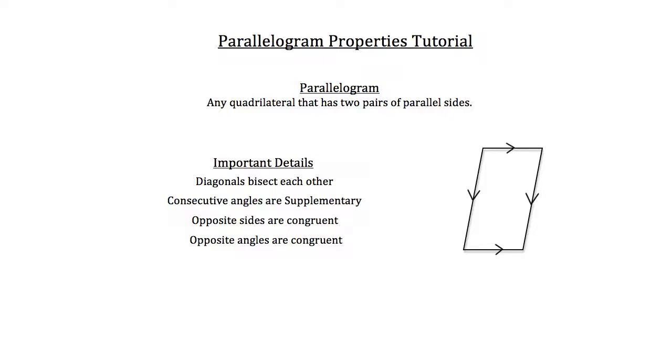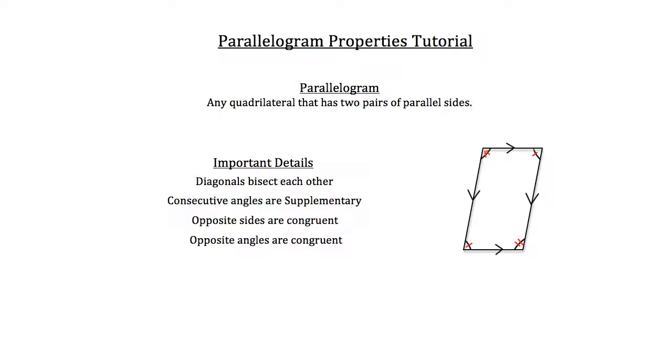Also, opposite sides of parallelograms are congruent, as indicated here by the red tick marks. And last, but not least, opposite angles are congruent. So, angles opposite each other in the parallelogram are congruent to each other. And you can see that here by the red tick marks that have been established. These opposite angles here and these two here are congruent to each other.